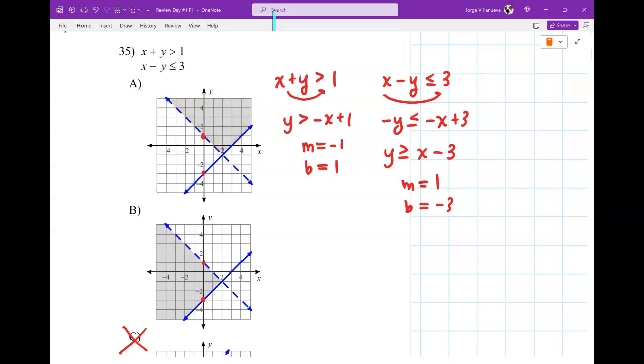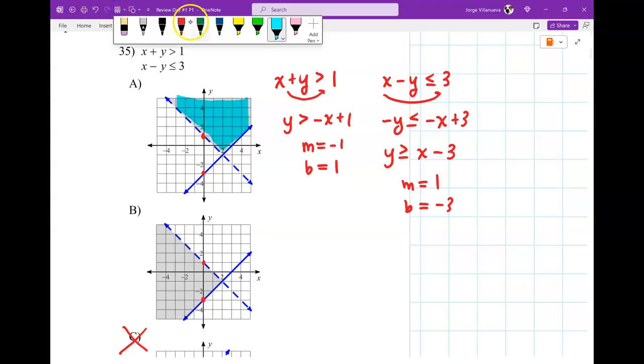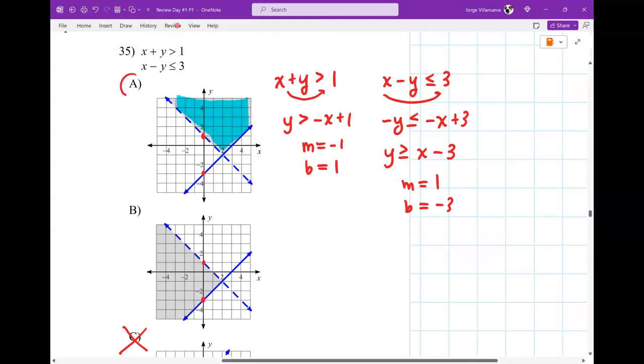Okay, that was the green area right here. This is your answer. So it is A. I kind of did this out of order from the way I taught you guys.